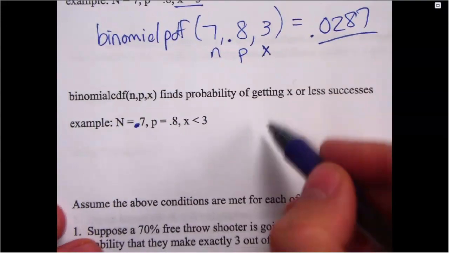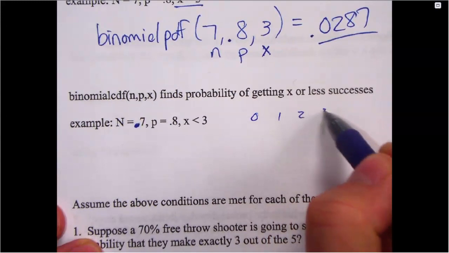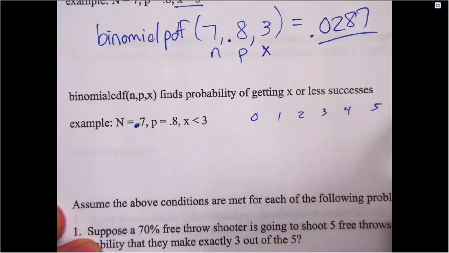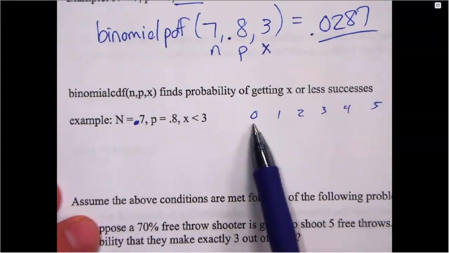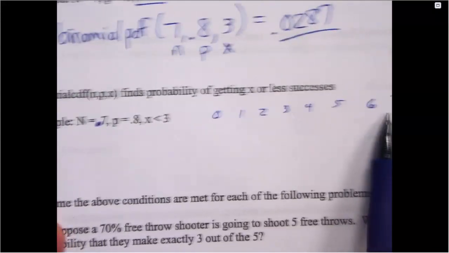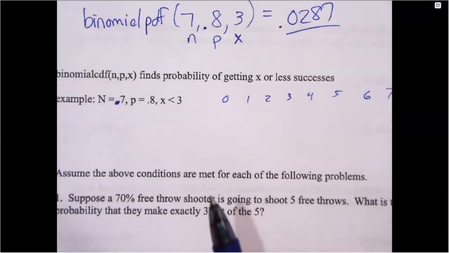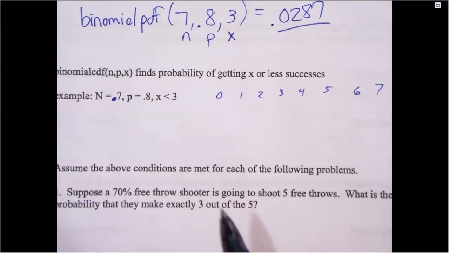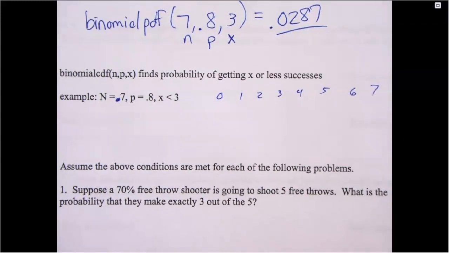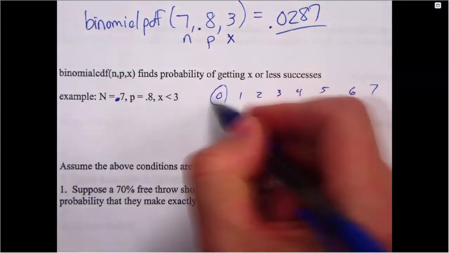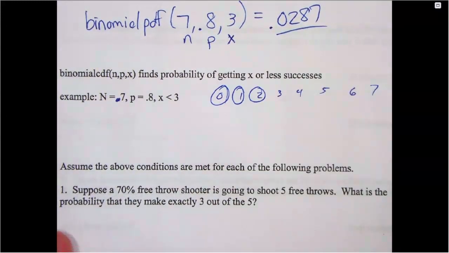So you don't have to write out the numbers, but I think it's helpful at least to think about it. There's 7 trials. So those are my possibilities for success: 0, 1, 2, 3, 4, 5, 6, 7. Which numbers are less than 3? 0, 1, and 2.